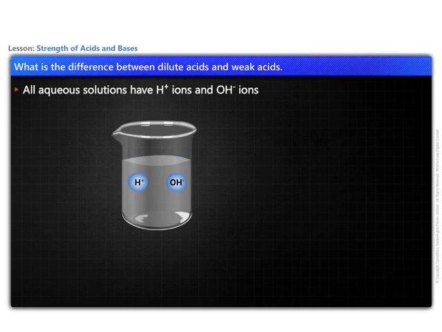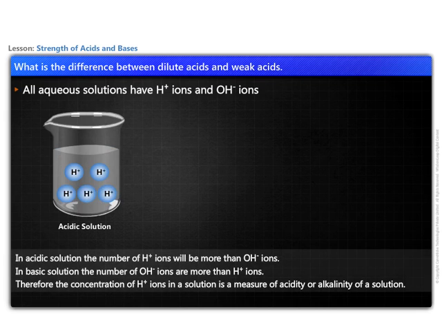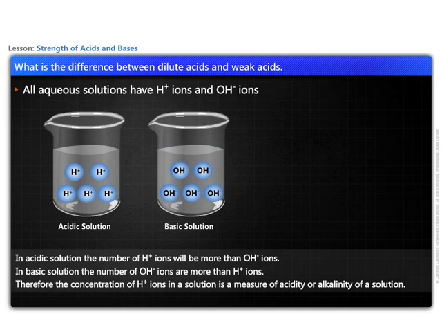What is the measure of acidity or alkalinity of a solution? All aqueous solutions have hydrogen ions and hydroxide ions. In acidic solutions, the number of hydrogen ions is more than hydroxide ions. In basic solutions, the number of hydroxide ions is more than hydrogen ions. Therefore, the concentration of hydrogen ions in a solution is a measure of acidity or alkalinity of a solution.